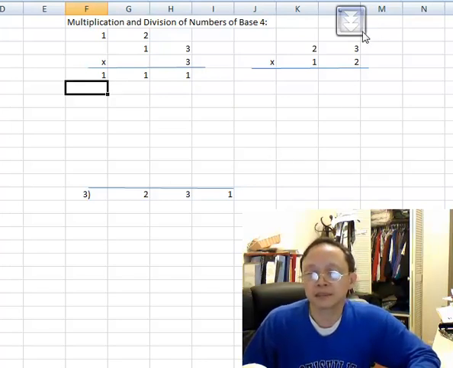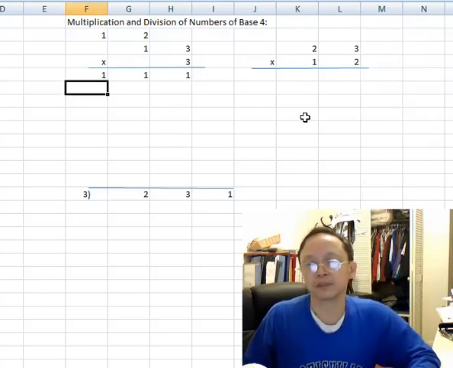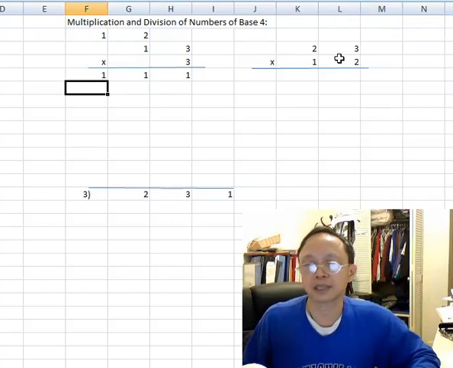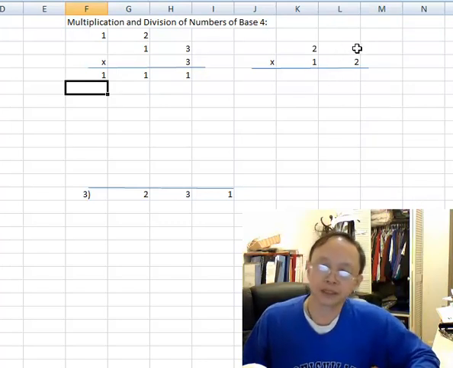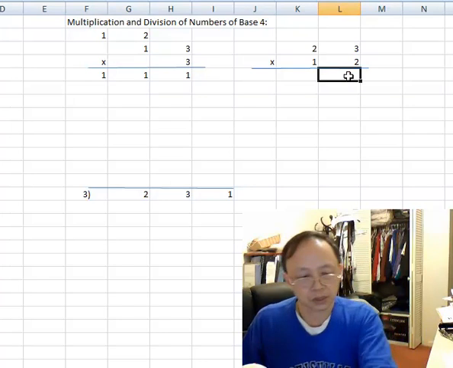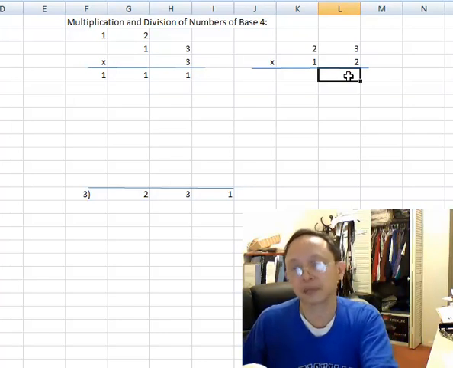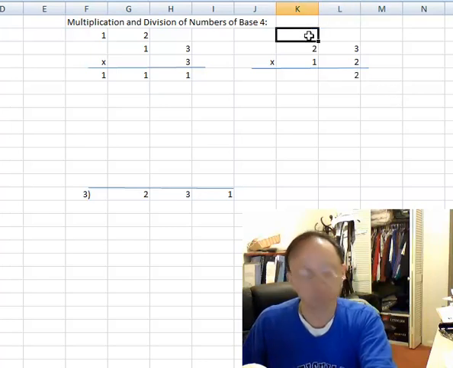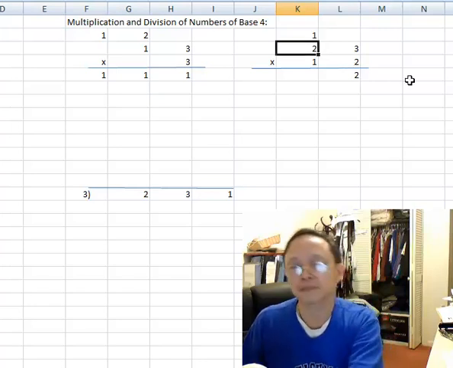Now let's see the second example. Suppose we have 2, 3 times 1, 2. So 2 times 3 is 6. So 6 converted to base 4 is 6 divided by 4 is 1. Remainder 2. So we write 2 and we have carry 1.